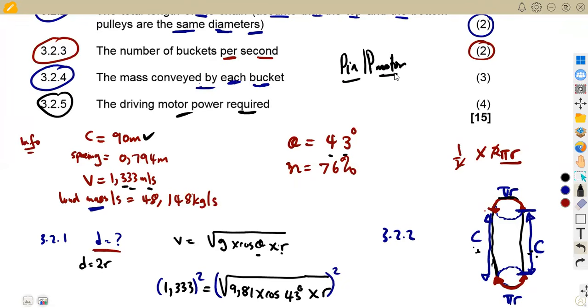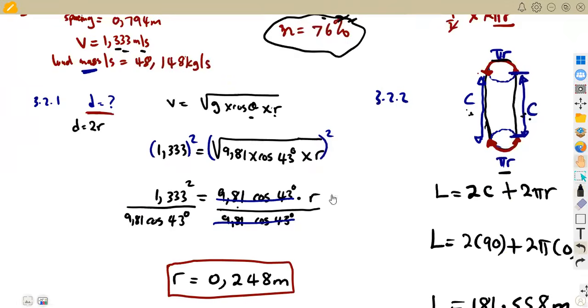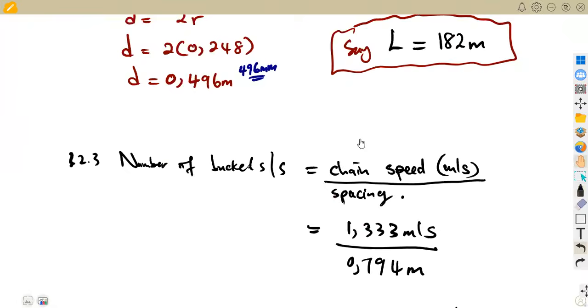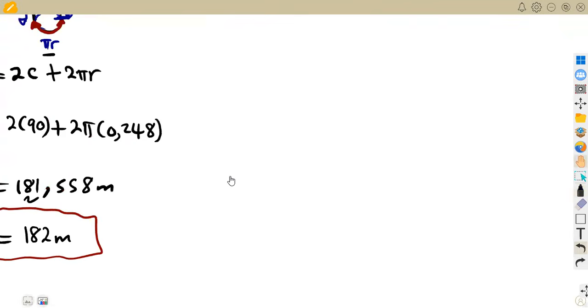In order for you to have the power of the motor, you are supposed to also consider the efficiency, because we've got efficiency here. So let us consider the efficiency and the output power. Let me just have it aside here. We need to calculate the power of the motor in this case, 3.25, and the power of the motor simply represents Pin.